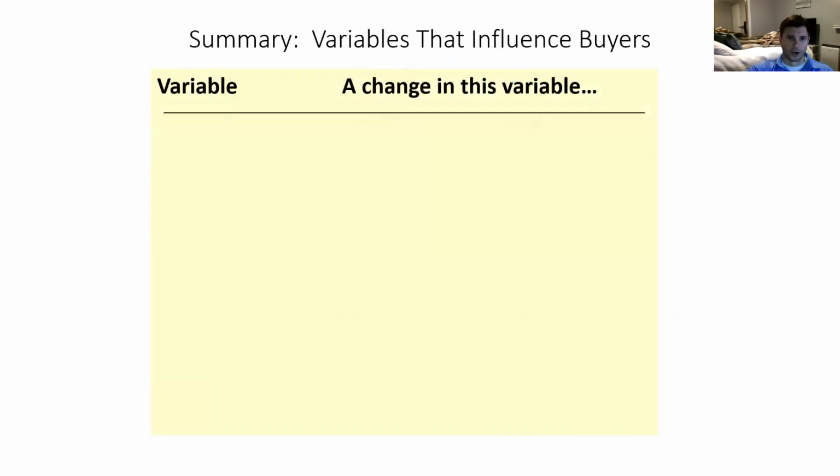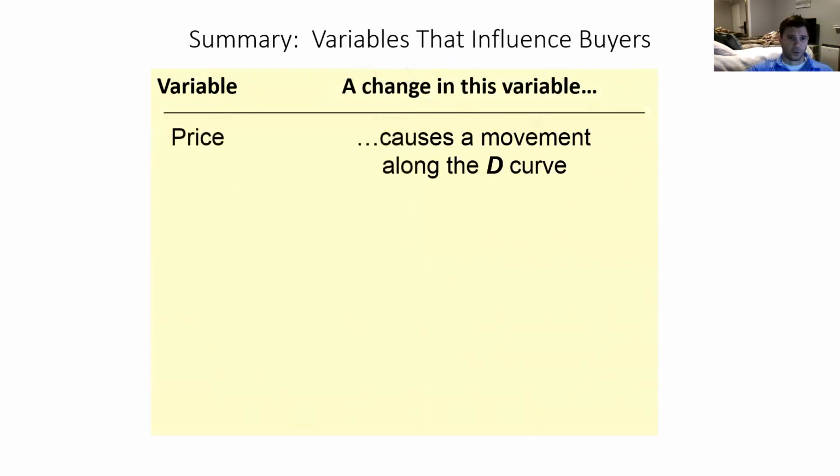Okay, so just to summarize, variables that are influencing buyers, variables that are determining demand. First and foremost, the price of the good itself. Anytime that changes, this is exactly what the demand curve captures, the relationship between the price and the quantity demanded of the good. So when the price changes, we don't actually shift the curve. This is the only case where we are going to move along the curve. If the price goes up, we move leftward along the demand curve. If the price goes down, we move rightward.